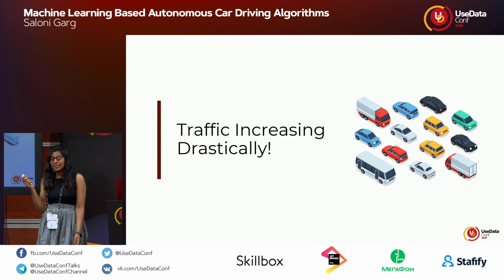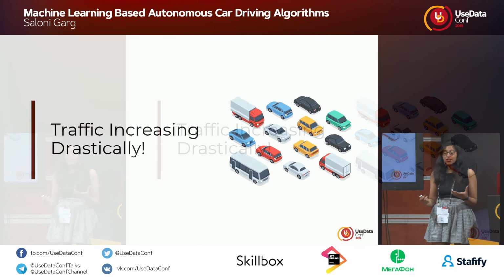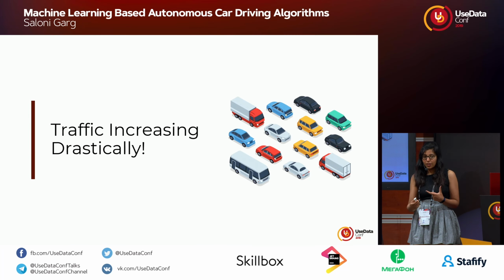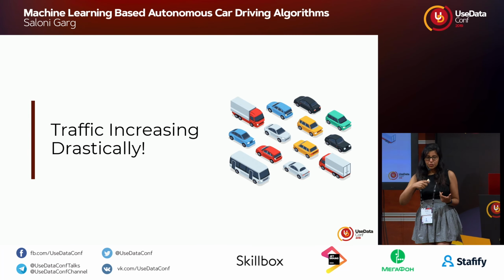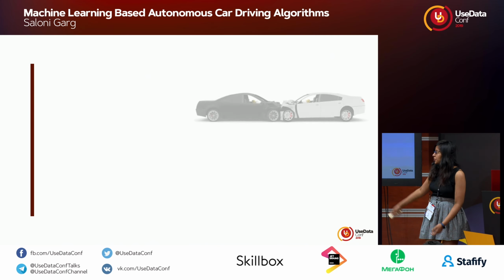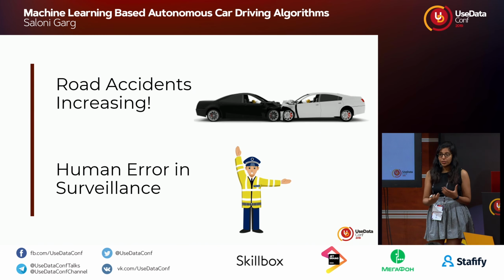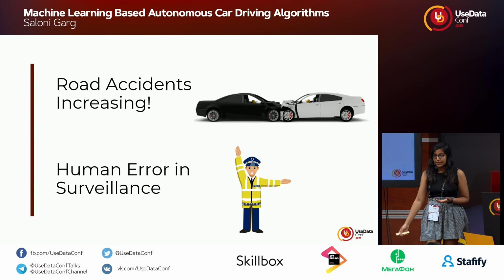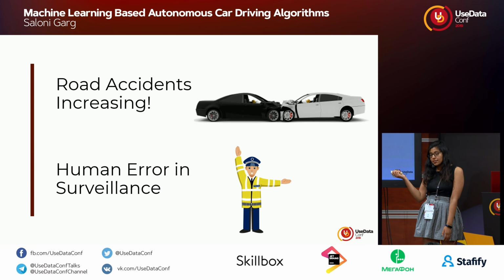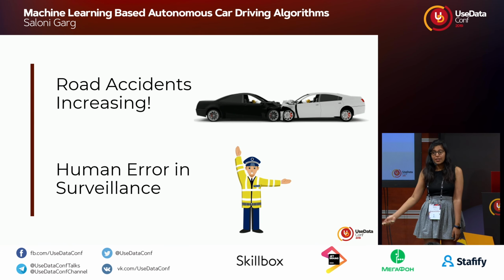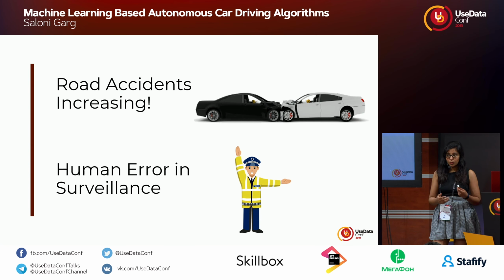Okay, so the traffic is increasing drastically, and that comes as a by-product of increasing population. The number of vehicles on the road is increasing drastically. This in turn leads to more road accidents, more cases of rash driving, and more deaths due to road accidents. Rash driving is one of the main reasons for road accidents, but other than that, human error in surveillance also plays a role.